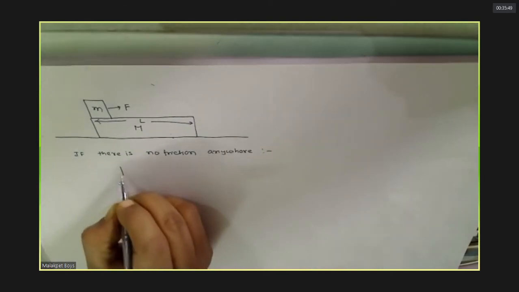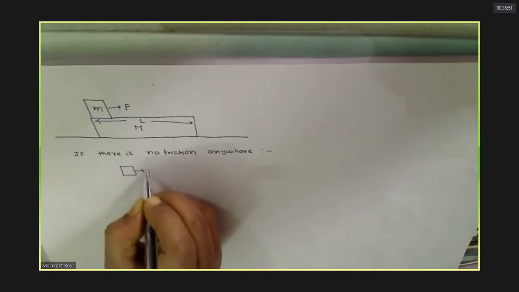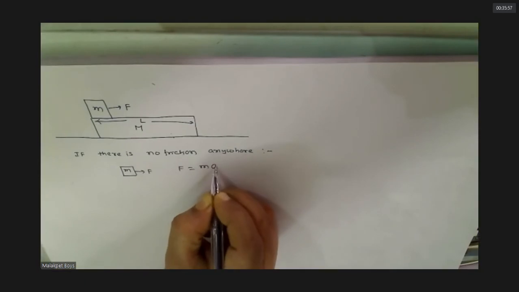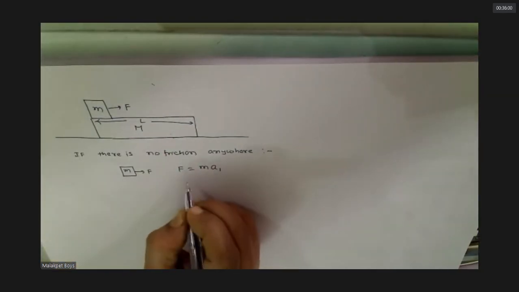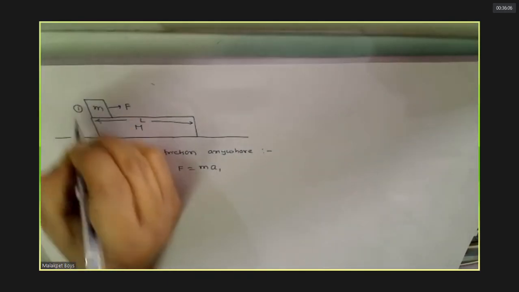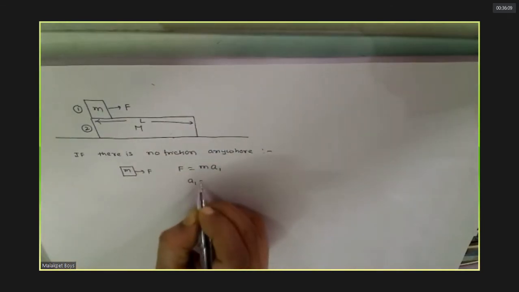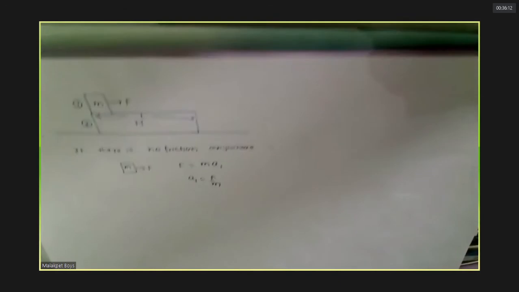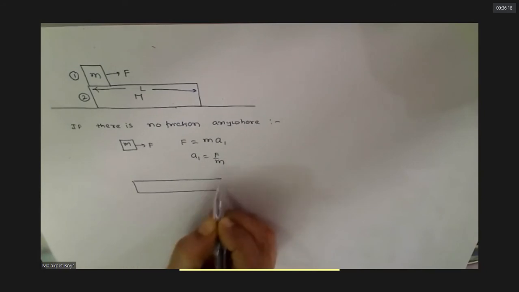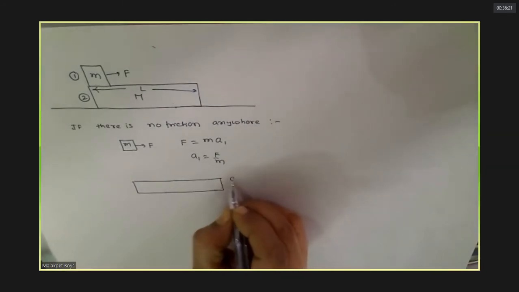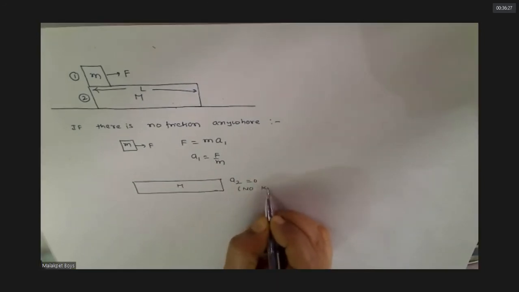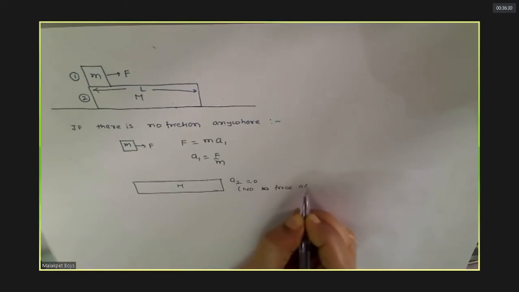Then you can see the free body diagram says that this is F. So you have F is equal to M times A1, block 1. Agreed? Agree, sir. And this A1 is F by M. Clear? Will this accelerate? No, sir. Because there is no force acting on this. A2 is 0. Why? Because there is no frictional force, no force of any type.